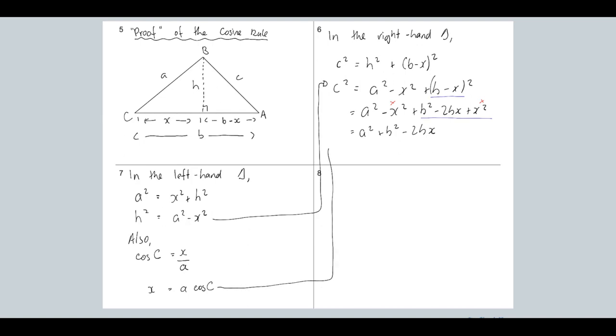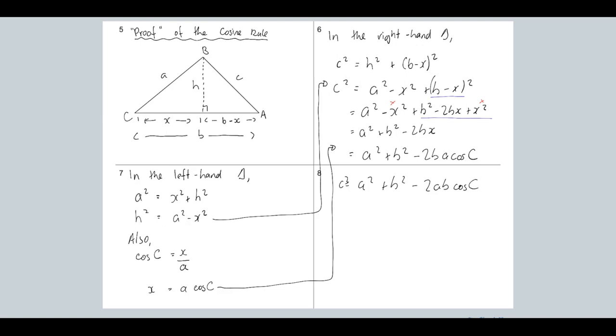And now I'm going to take that and substitute it in for x. So I get a squared plus b squared minus 2b a cos C, and I can rearrange that a little bit. So I get c squared equals a squared plus b squared minus 2ab cos C. Done. So it's quite elegant, isn't it, really? So we do it by splitting up the triangle.